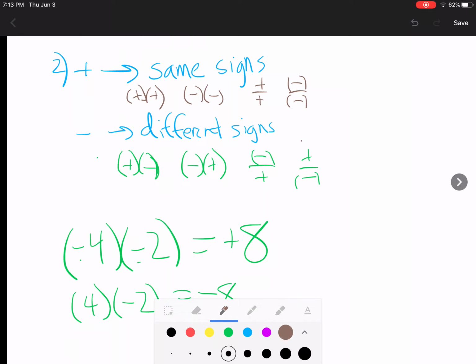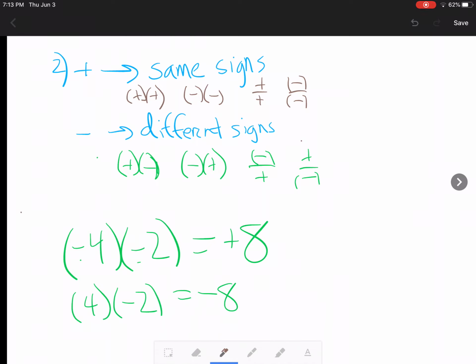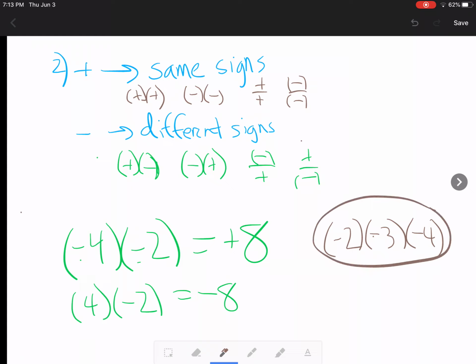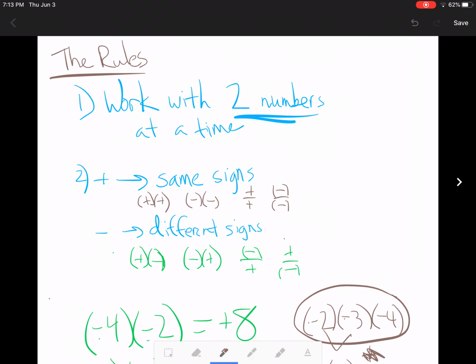The reason it's important to do this two at a time is, let's say we had something like -2 times -3 times -4. You'd say, aha, they all have the same sign, therefore our answer must be positive. But that's not going to be the case. When we go two at a time, we end up getting +6 times -4, which becomes -24. So even though we had the same signs, we end up with a negative answer. That's because of rule number 1: work with two numbers at a time.